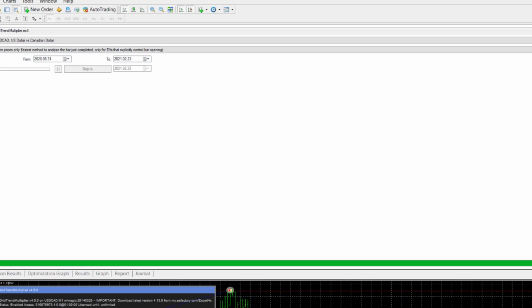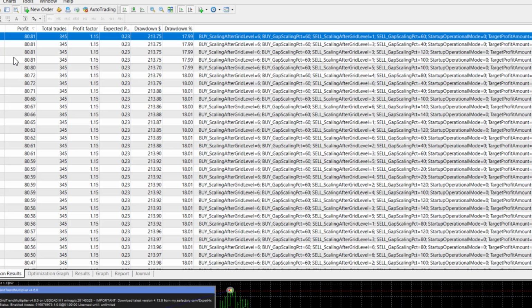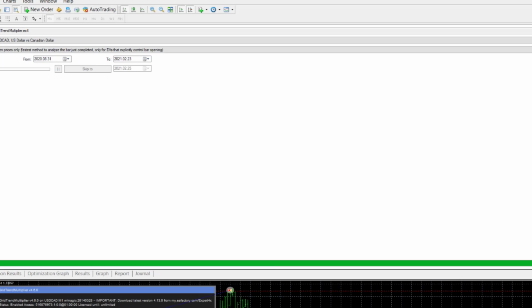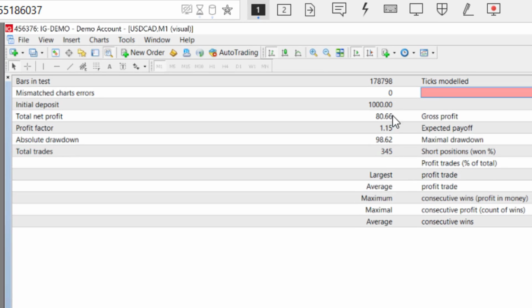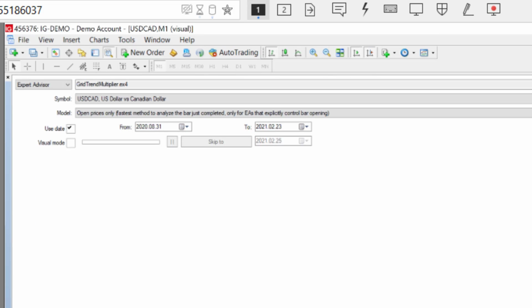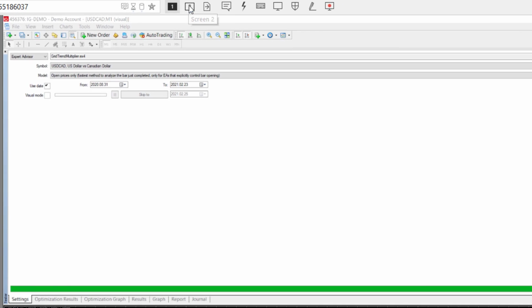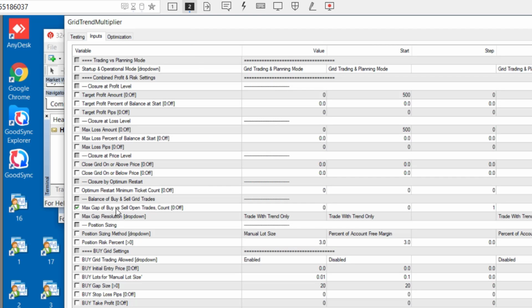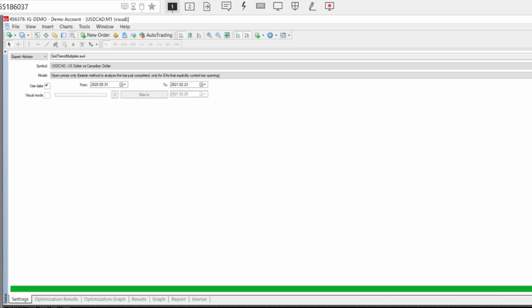So before we run that optimization, I just want to make sure that the current settings produce $80 positive. Let's have a look. Yeah, there's the $80 positive, which is more or less the same as over there. So we know our base is correct, so we can go ahead and optimize just that setting to see if it adds any value. And we click on optimize and we start.